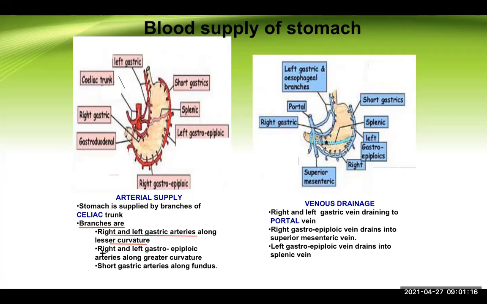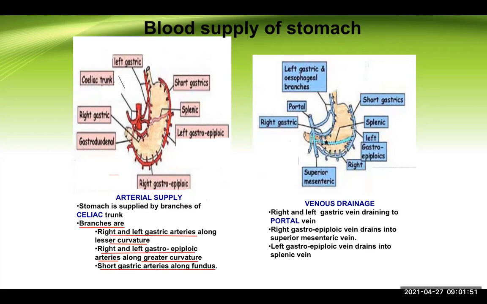The second type of arteries are the right and left gastroepiploic arteries, which supply along the greater curvature. So this is the greater curvature of the stomach. You can see here is the right gastroepiploic. This is the left gastroepiploic. Short gastric arteries mainly supply the fundic area. These are the short gastric arteries, which arise directly from the splenic artery.